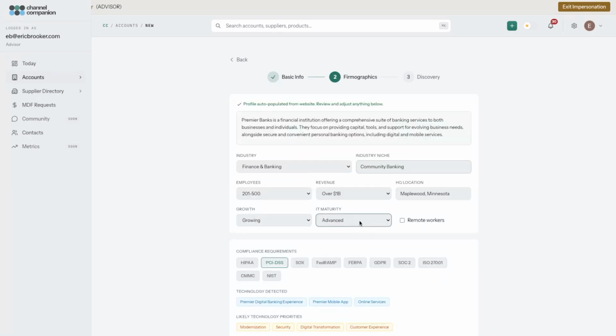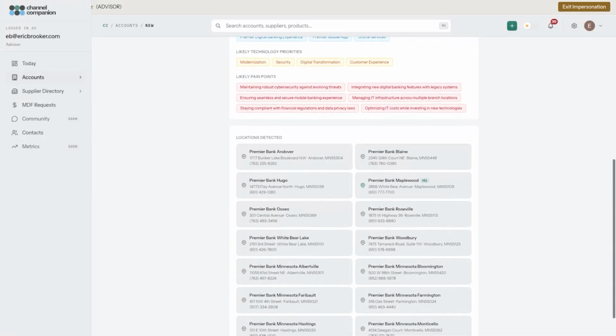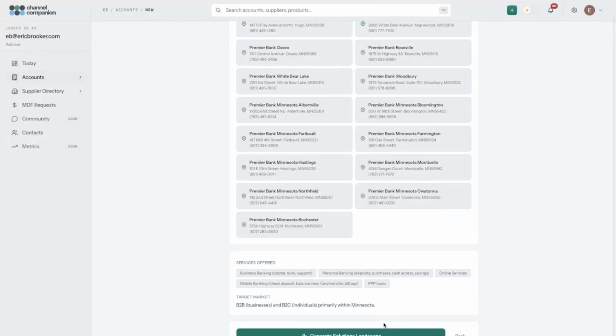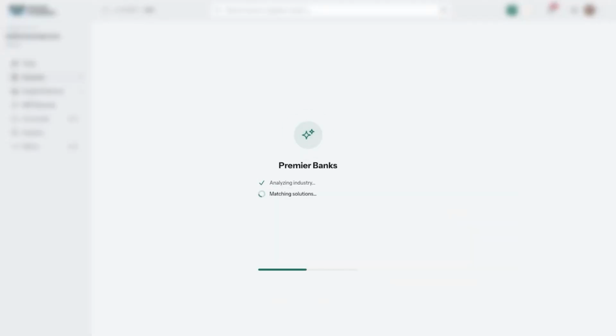If need be, I can go ahead and I can change some of the parameters that it gave me. Here are their locations. Now I'm going to generate the solutions landscape. And this is where it starts to get fun.